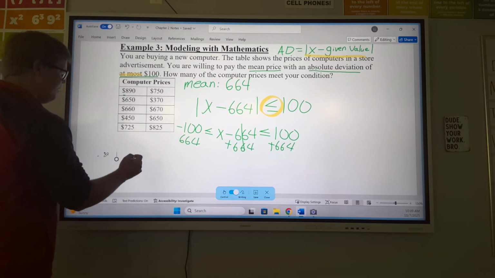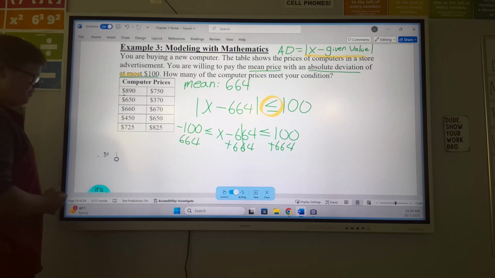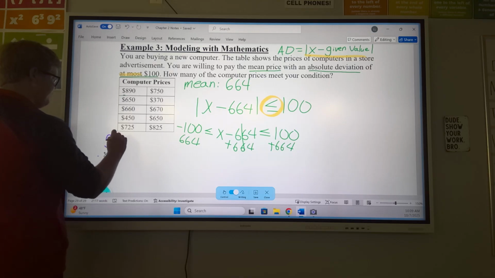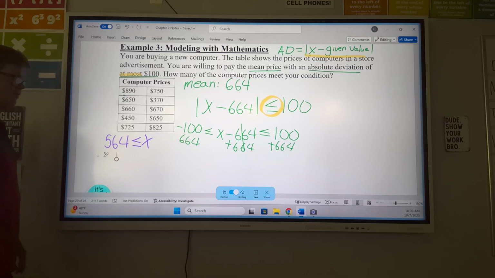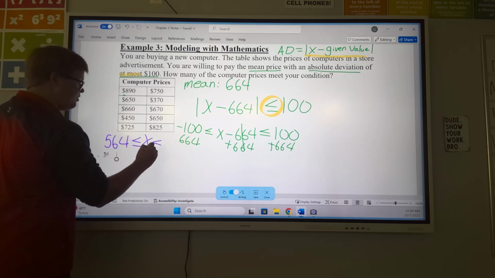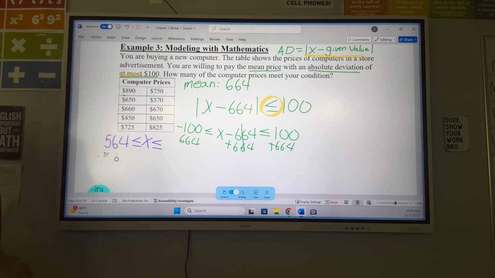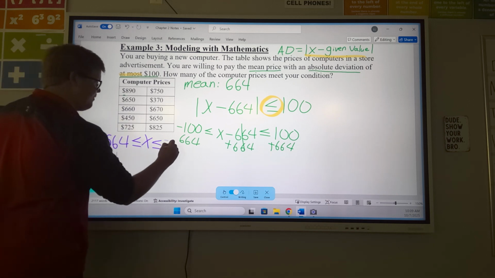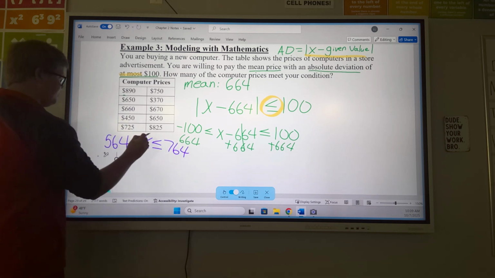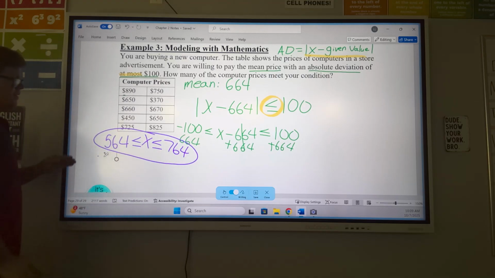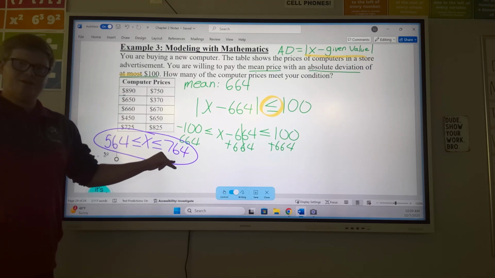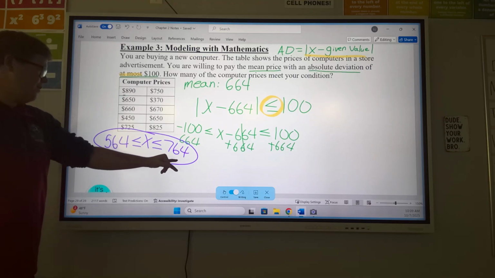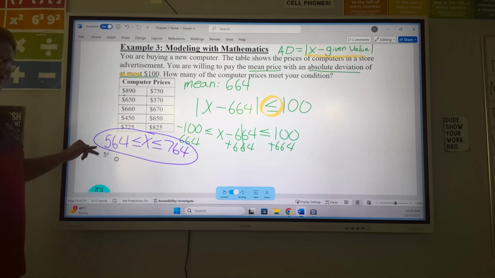should be negative 100 plus 664 is going to be 564, which is less than or equal to x, which is already by itself, right? Which is also less than or equal to 100 plus 664 is 764. So this is our final answer. And this tells us the most we are willing to pay is $764, right? The least we are willing to pay is $564.